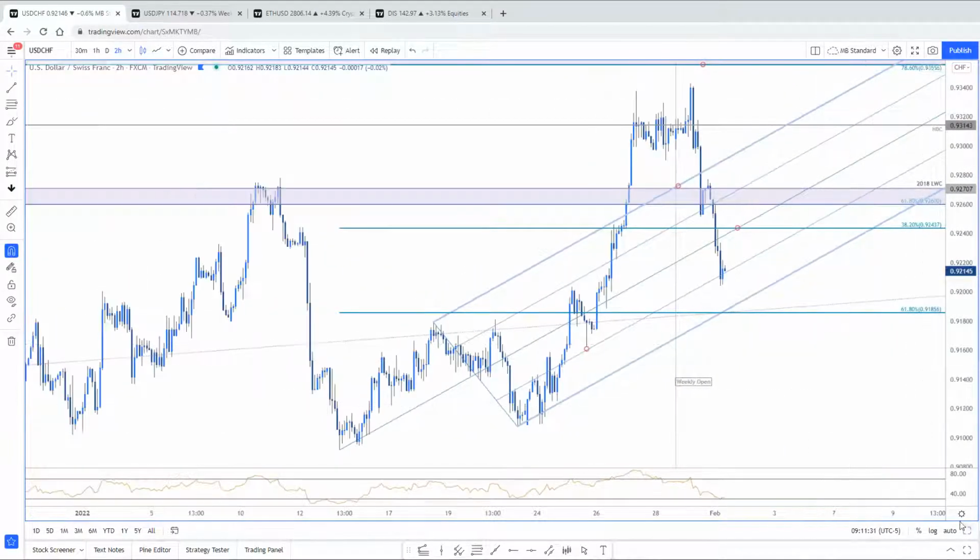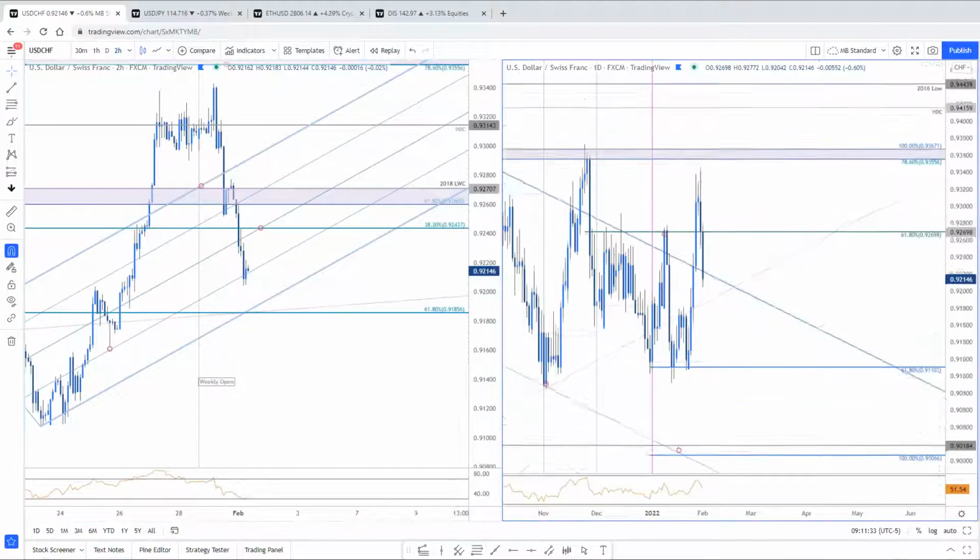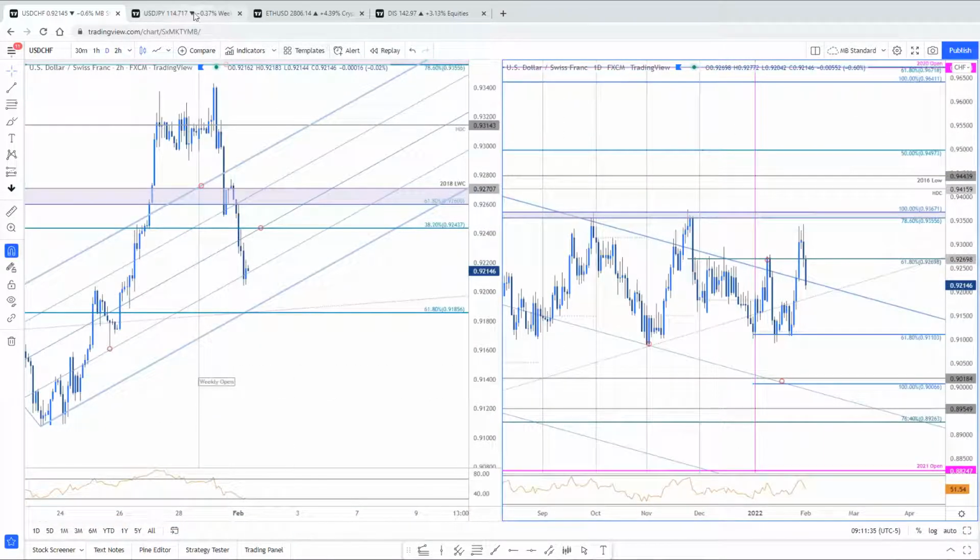But here's dollar Swiss. Let's take a quick look. Man, this thing's a mess. Let me go to the weekly charts first.